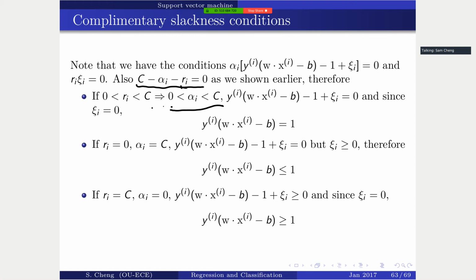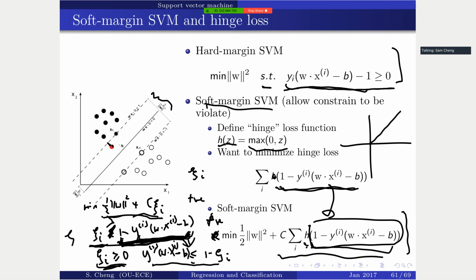And then if I use the complementary slackness condition here, alpha I is non-zero, therefore this one is equal to 0. And also because Ri is non-zero, then Ci is equal to 0. So therefore I will have Yi is equal to that. So that means that for alpha I between 0 and C, you're hitting this boundary here. It's the classic support vectors that we have in the hard constraint case.